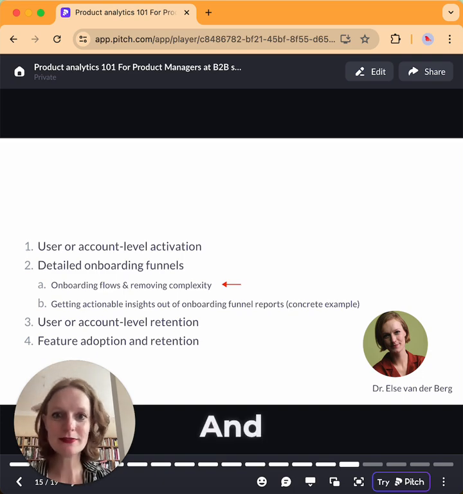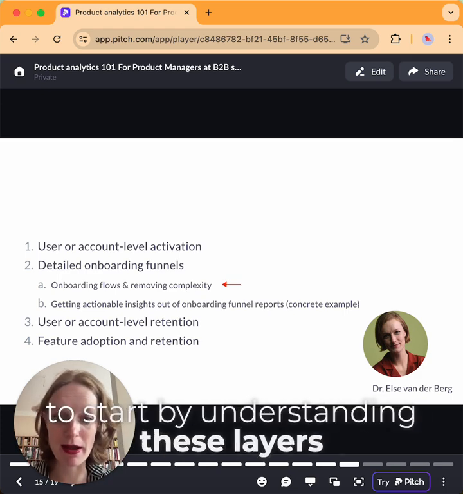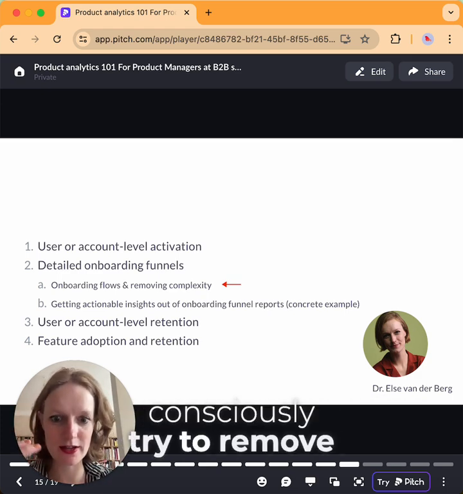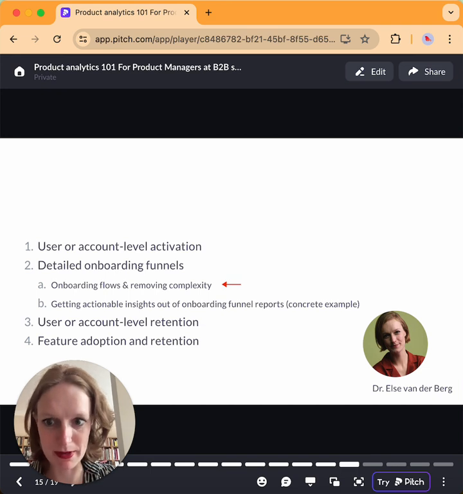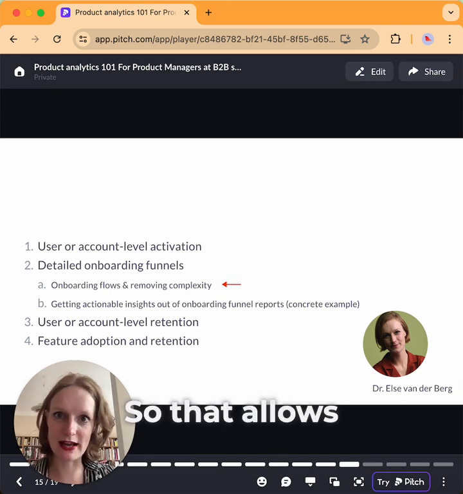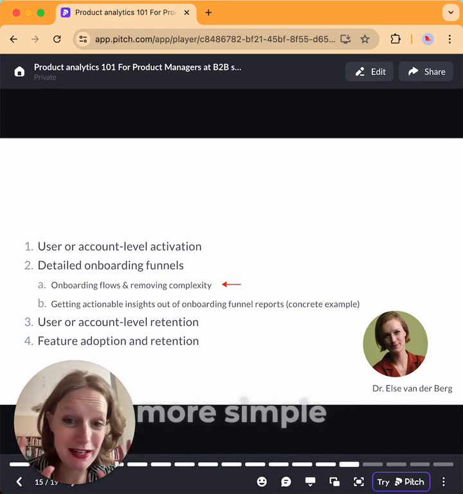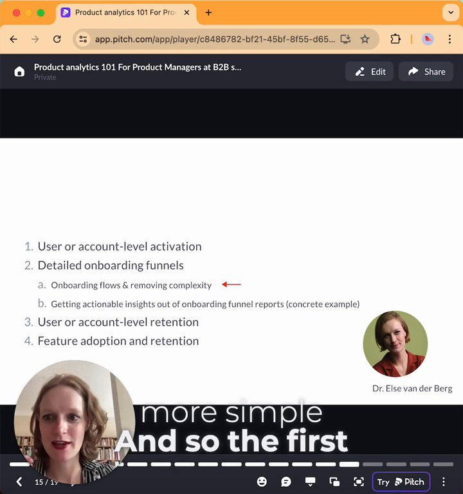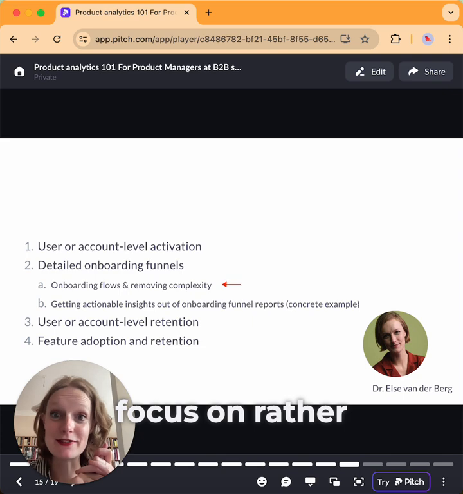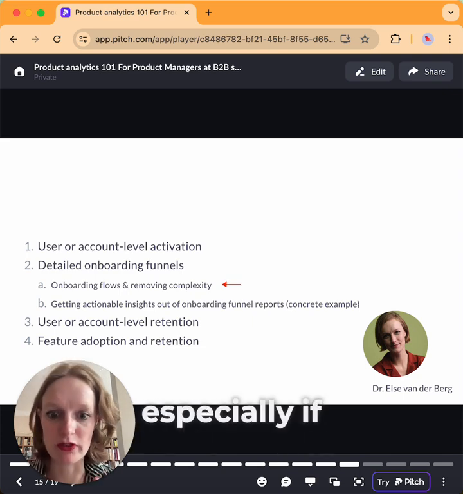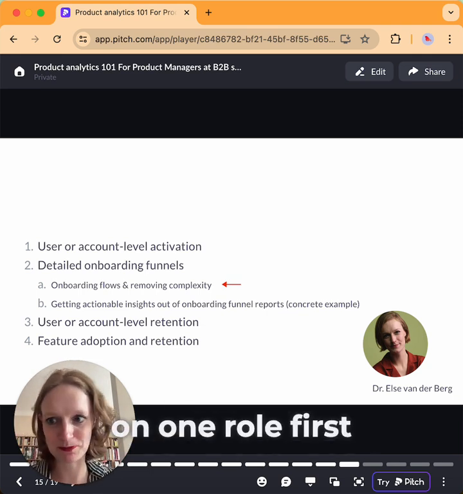Tough. And so I think it's very important to start by understanding these layers of complexity so that we can consciously try to remove them bit by bit. So that allows us to go from a very complex onboarding flow to something that is maybe a little bit more linear and a bit more simple. And so the first way to reduce complexity, I'll repeat it, is we can identify a number one ICP to focus on rather than trying to go after multiple ICPs, especially if we don't have PMF.